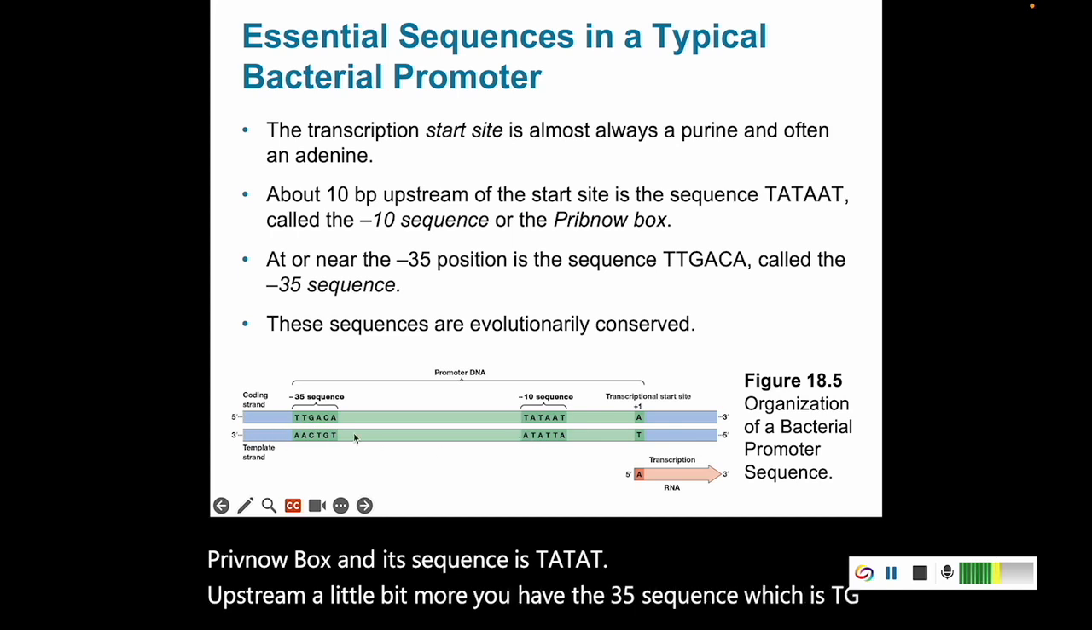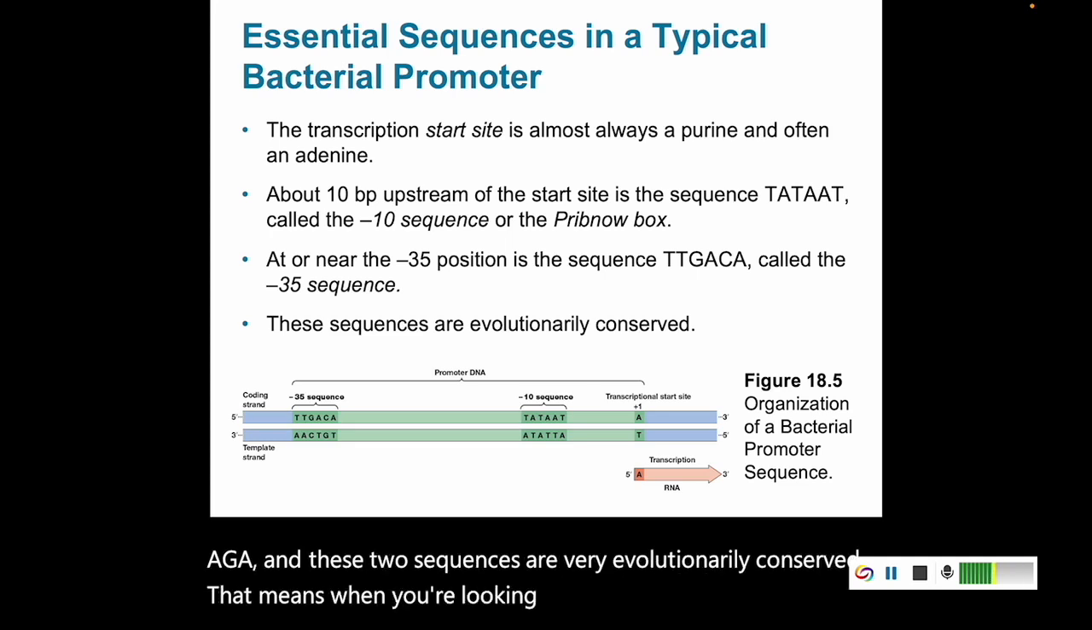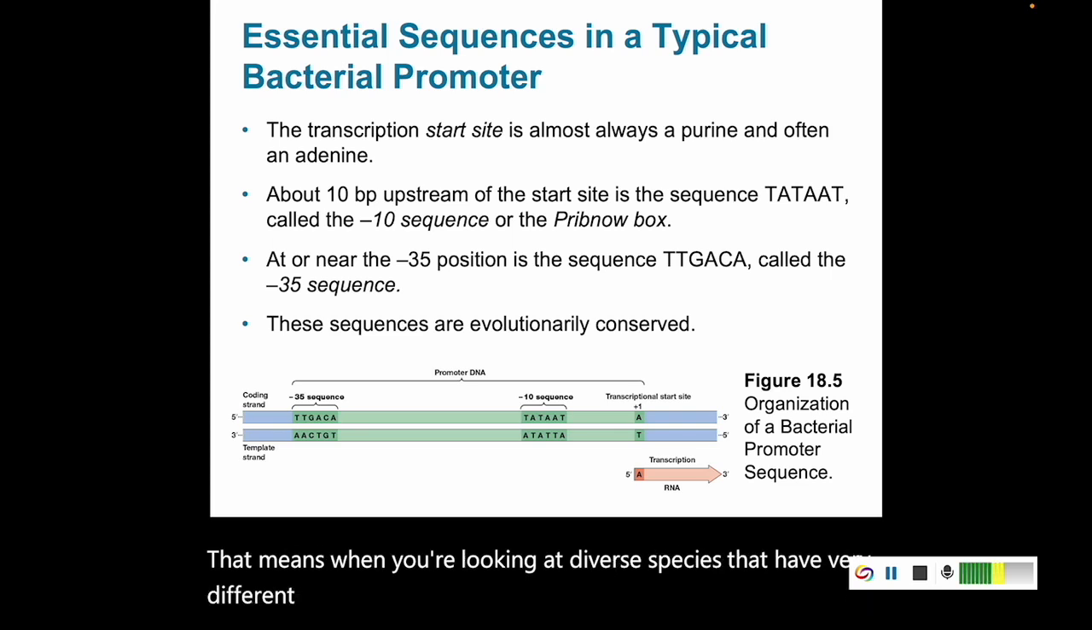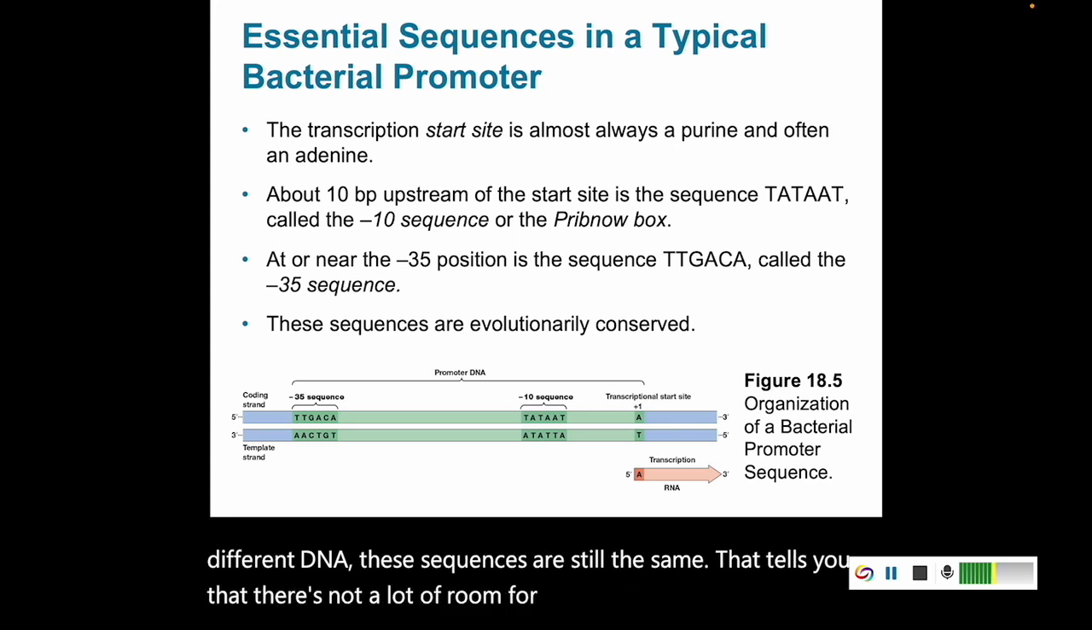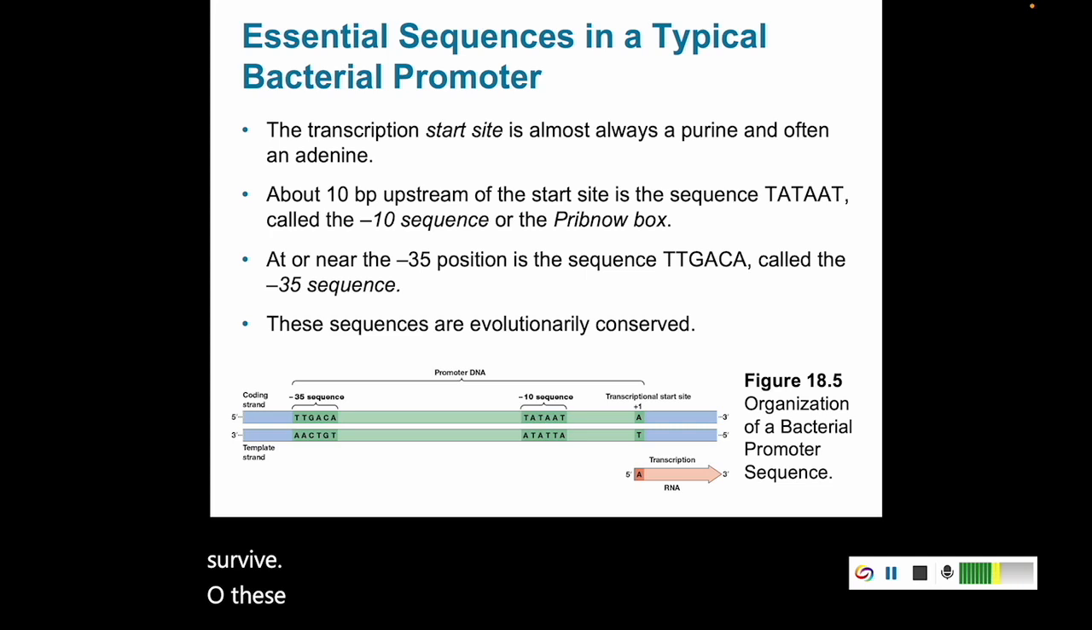And these two sequences are very evolutionarily conserved. That means when you're looking at diverse species that have very different DNA, these sequences are still the same. That tells you that there's not a lot of room for mutations in this sequence, that mutations don't give rise to new organisms, mutations just can't survive. So these sequences are very important to the transcription of genes.